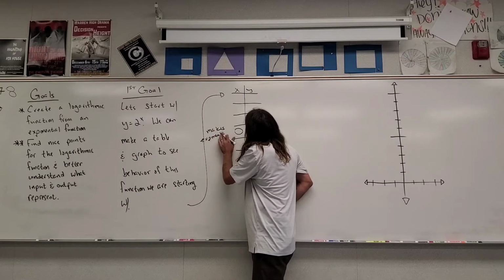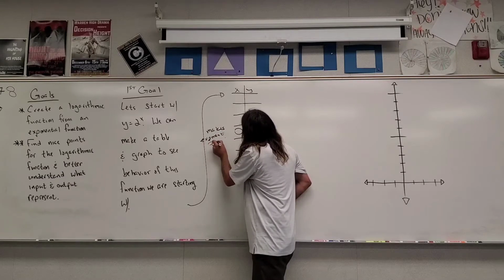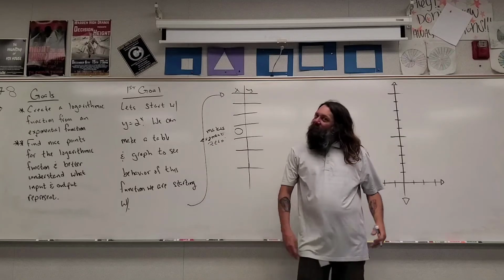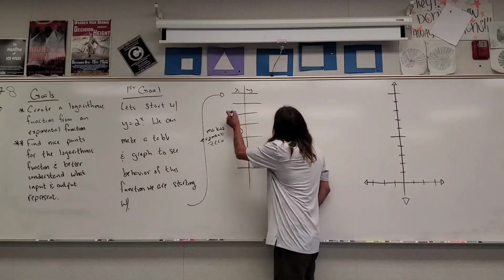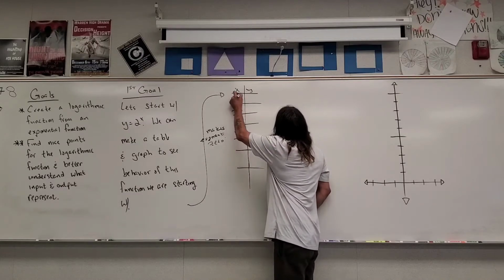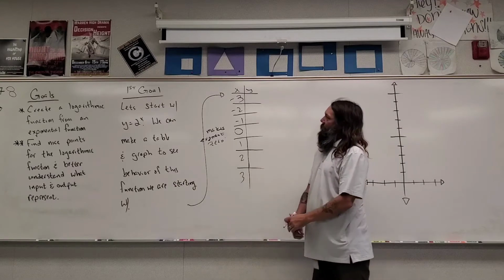That's not very well written. I don't know what letter that was. Let me try this again. Makes the exponent 0. And I center that on my table because that's where the behavior changes. Okay? So on the other side, -1, -2, -3. And on the other side, 1, 2, and 3.